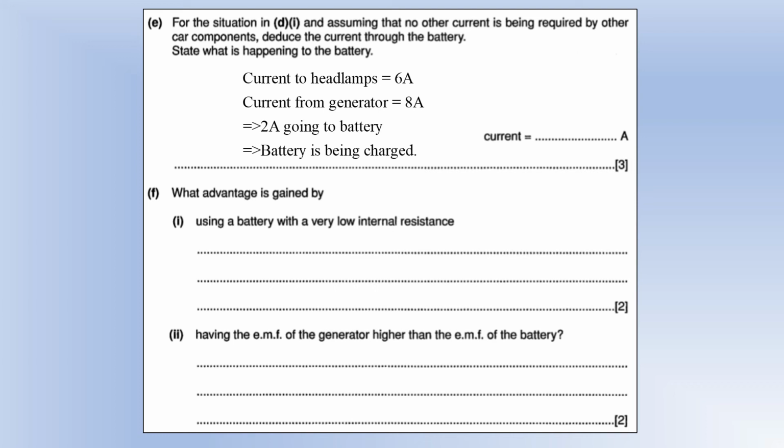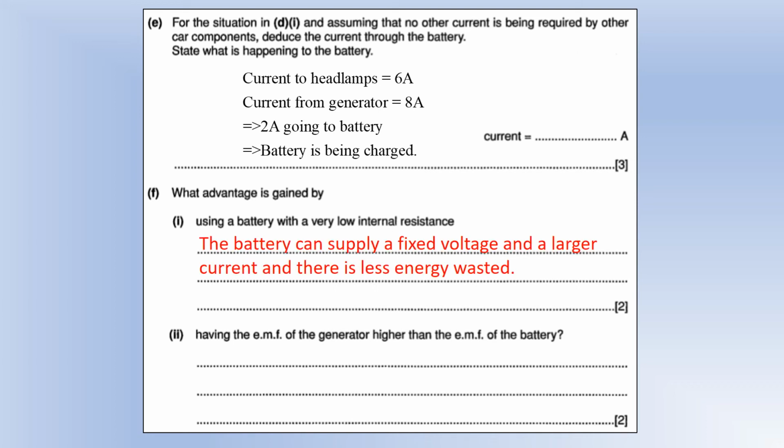So what advantage is gained by using a battery with very low internal resistance? There are a few different ones. If you have very low internal resistance, even if the current changes quite a lot, you can supply a fairly fixed voltage. You can supply a larger current with a low internal resistance, and you're just wasting less energy generally if you're not dissipating energy as heat in the internal resistance.